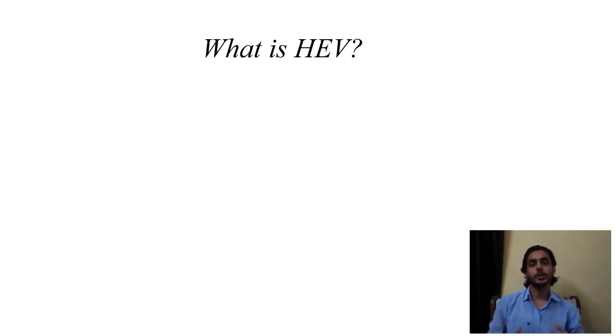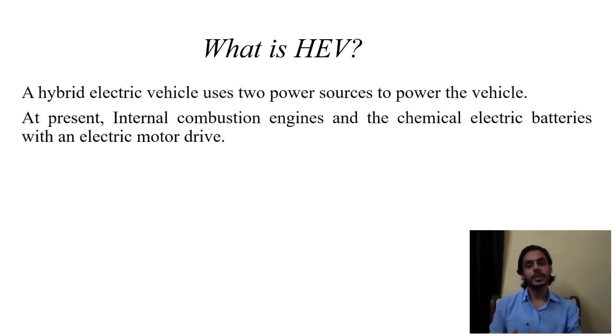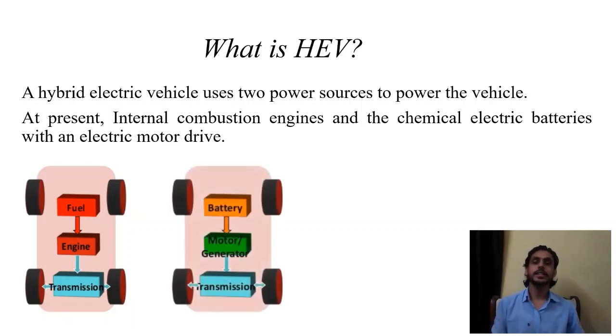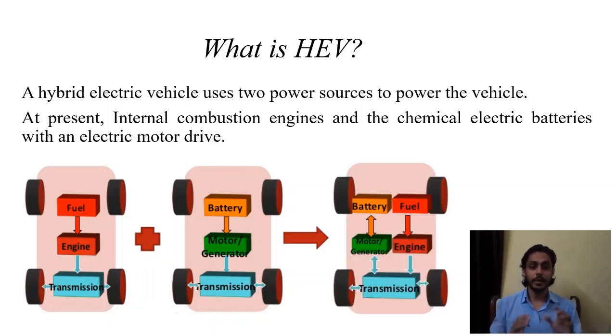So, hybrid vehicles use two or more types of power sources to power the vehicle. Presently, we are using internal combustion engines and electric batteries with an electric motor drive. So, this is known as hybrid electric vehicle. Here you can see a schematic diagram of a conventional type vehicle, and here a completely electric vehicle. When we combine both of them, we get the benefits of IC engines and batteries. So we get the hybrid electric vehicle.